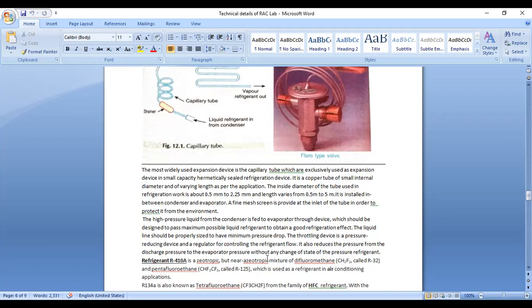The throttling device, apart from the compressor, regulates and controls the refrigerant flow. It also reduces the pressure from the condenser pressure to the evaporator pressure, without any change in the surroundings. It also reduces the pressure of the refrigerant passing through to the evaporator.